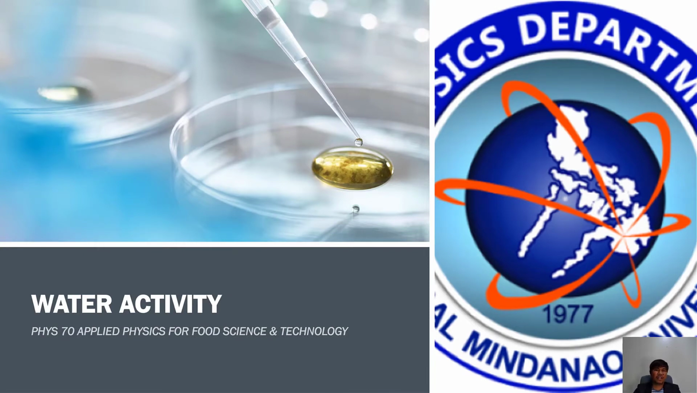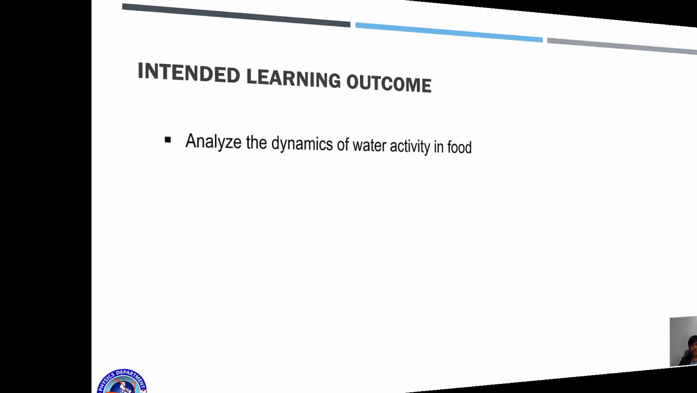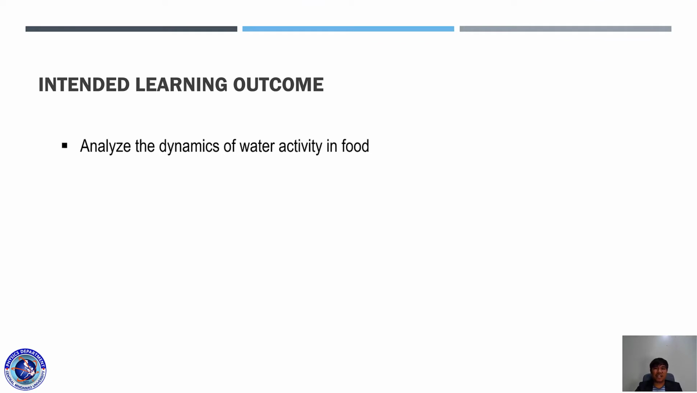This will be our first lecture video about the subject Physics 70, Light Physics for Food Science and Technology. The learning outcome intended for this lecture is to analyze the dynamics of water activity in food through the various sorption concepts, molecular addition, adsorption equilibrium, time to reach equilibrium, food surface morphology, and moisture contents.